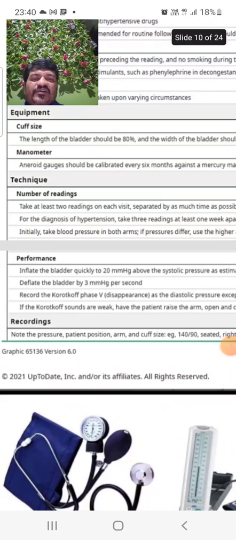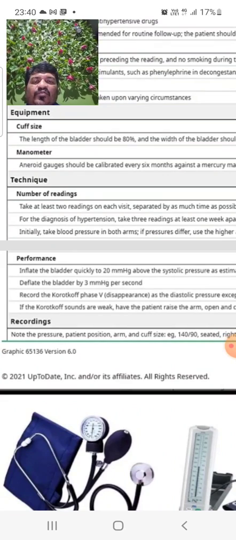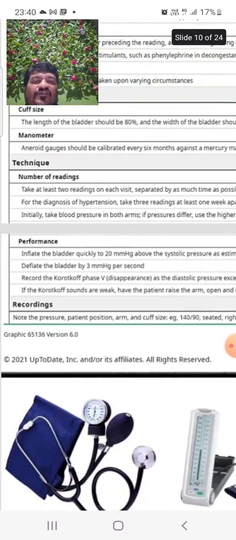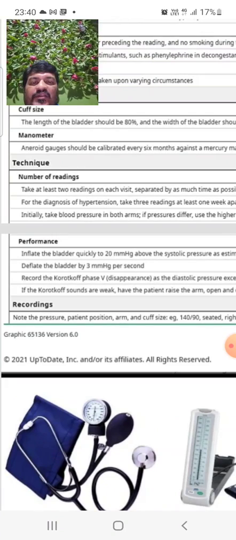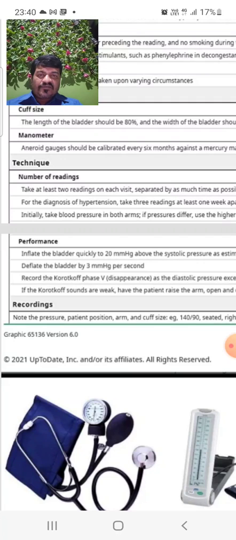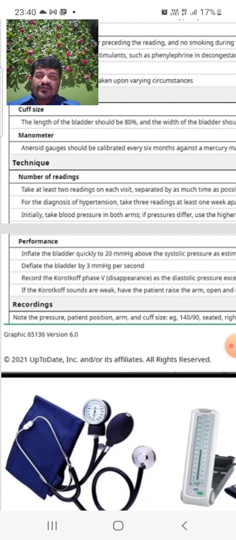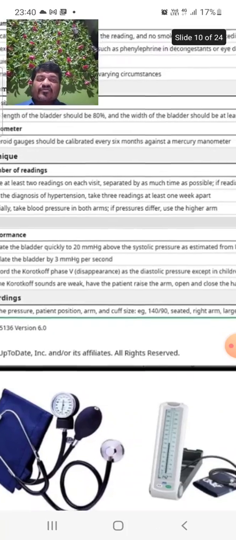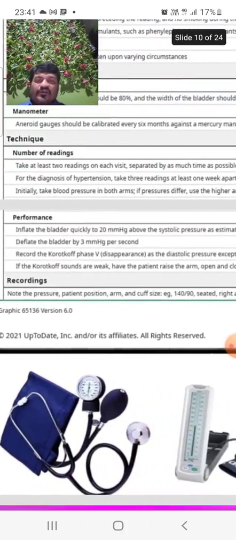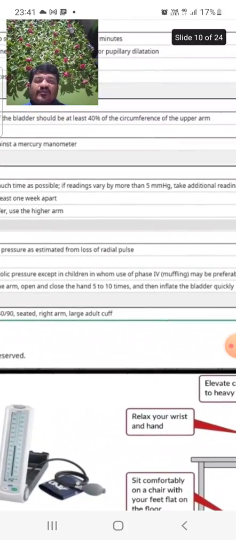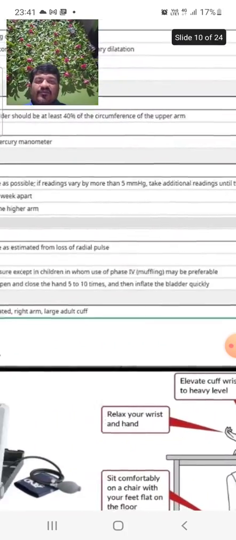Performance, initially inflate the bladder quickly to 20 mmHg above the systolic pressure as was estimated from a loss of radial pulse. Deflate the bladder by 3 mmHg per second. Okay, deflate the bladder by 3 mmHg per second or inflate the bladder quickly by 20 mmHg above the systolic pressure. Okay, if the Korotkoff sounds are weak, have the patient raise the arm and open and close the hand 5 to 10 times and then inflate the bladder quickly.